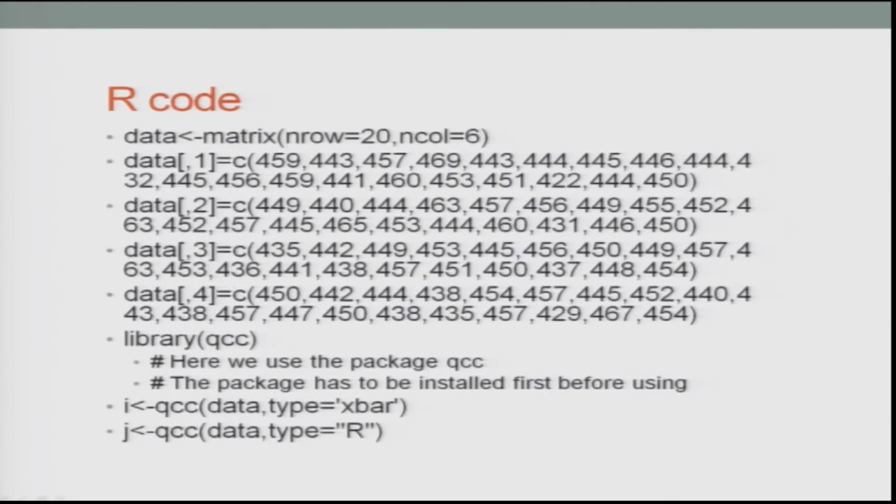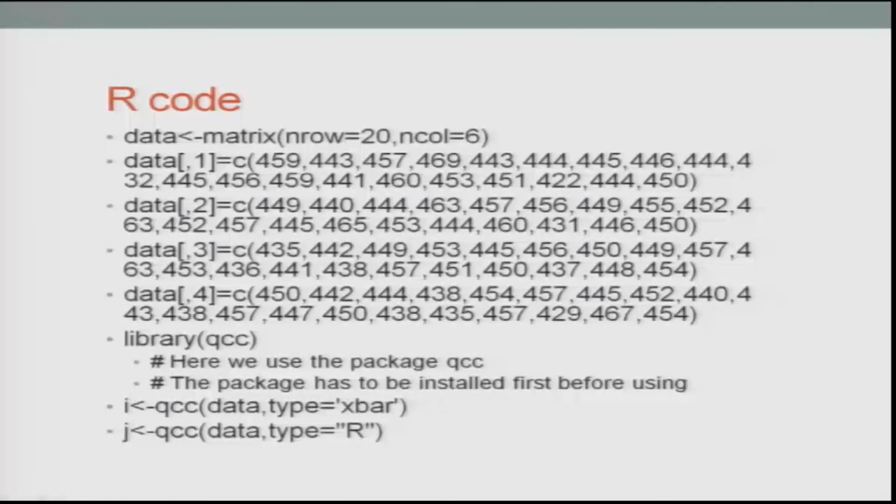So, what we do is that we write an R code. The data is basically stored in a matrix with n rows, which is 20, and n columns, which is 6, as already mentioned in the part on R, as well as if you have seen the data set which is given here. So, the values are all given.